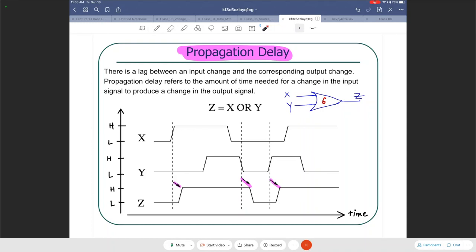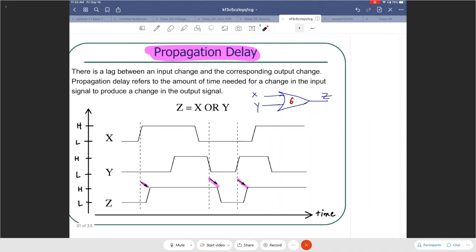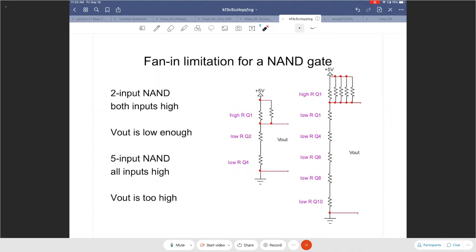All right, let's move on. Now, many of you have asked this question. What is the limitation? What is that voltage corruption? Here is the answer. So let's take an example of the fan-in limitation for a NAND gate.